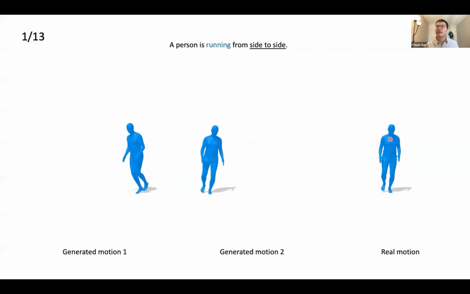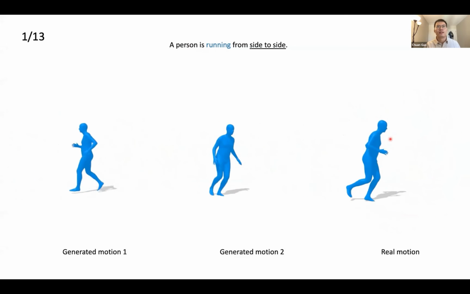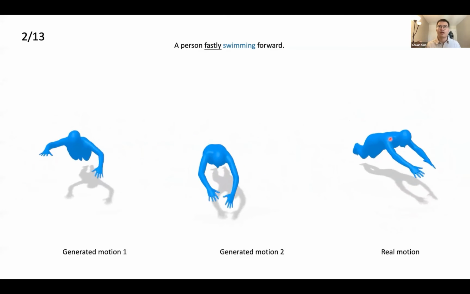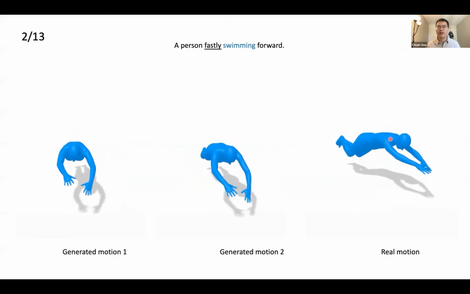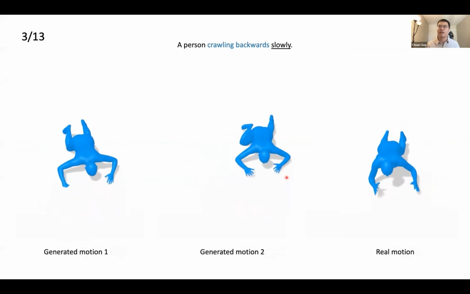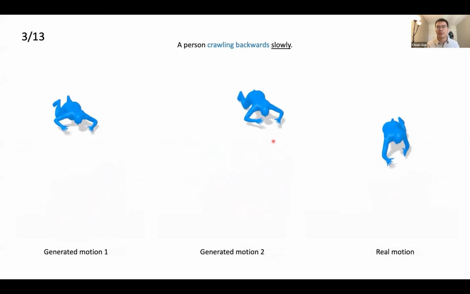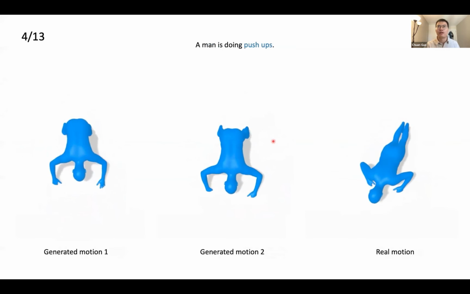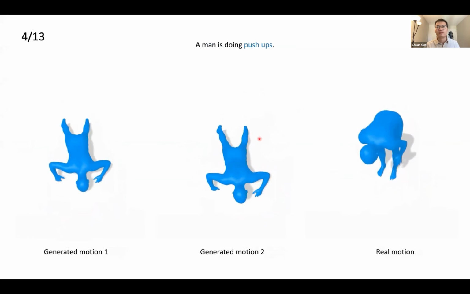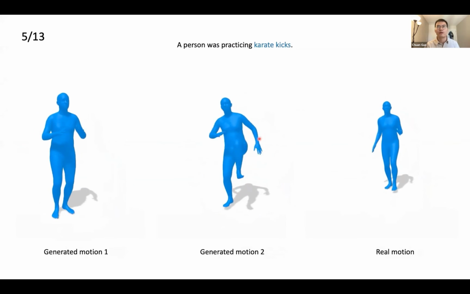Okay, so now we can just go to some funny part. Also, our model can cope with some real actions like swimming or crawling. We know it's not perfect because the hand sometimes can penetrate the floor. But overall it looks reasonable. I say it's not perfect but reasonable. Or like push up. Or like karate kicks, karate or karate, I'm not sure.